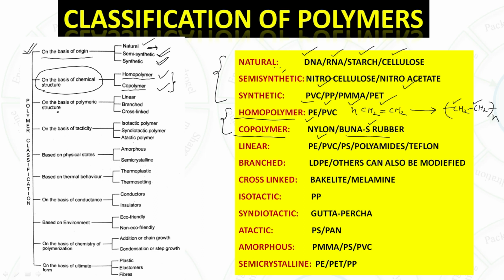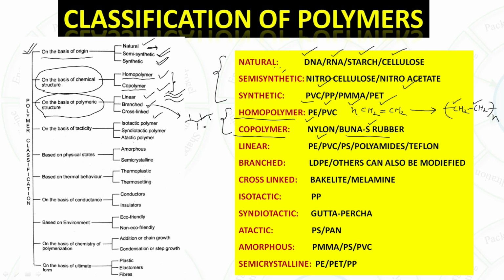And after that you have the third classification, which is based on the polymer structure. Based on the polymer structure, your polymer may be linear, branched, or cross-linked. When you say linear polymer, only linear chains are there. And when you say branched polymer, you may have branches in the polymer chains, right? Then there are short branches, long branches, star branches.